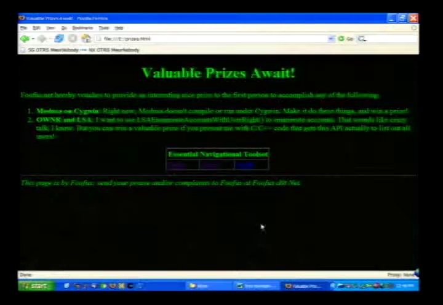Everybody likes a prize, so valuable prizes await people who solve the following problems right now. Medusa does not run under Cygwin. If you get Medusa to run under Cygwin and explain to us how it was done, we will do something nice for you. Let me know. Also, I have been trying to use the LSA enumerate accounts with user right API call to enumerate users. The SDK used to say you could do that, and I know that sounds like a crazy idea, just enumerating accounts with an API called enumerate accounts.